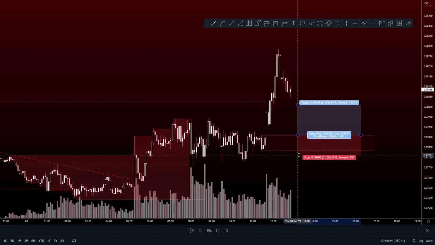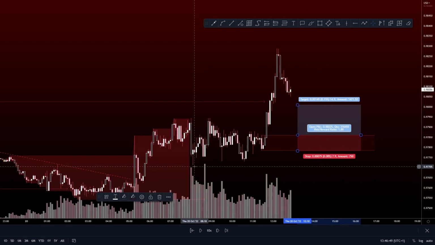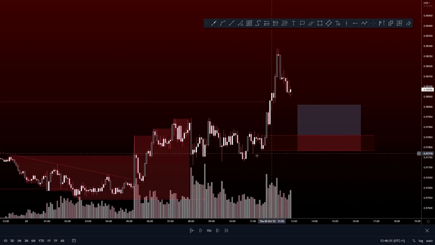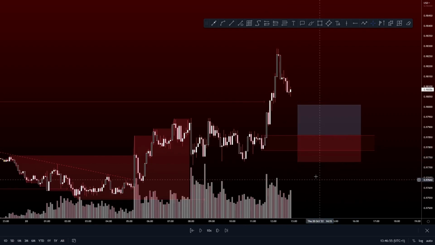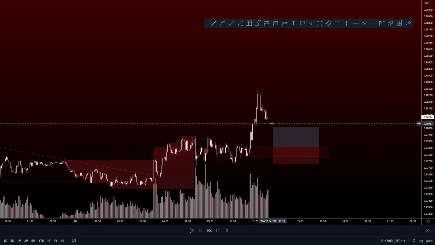Now again, depending on your risk tolerance, guys, you can have your order set at the bottom of the order block. You can see that there is liquidity beneath. You'll also have a small amount of liquidity by here. So you can actually look to account for this with your stops.